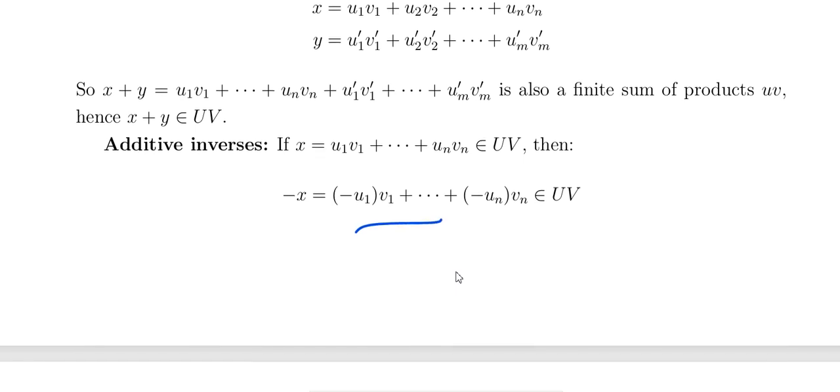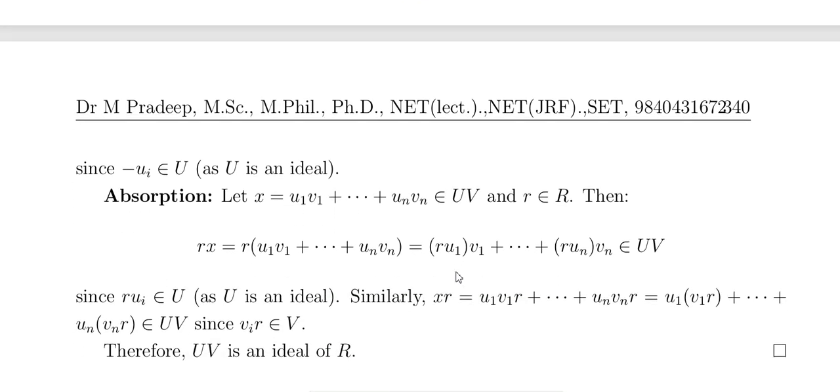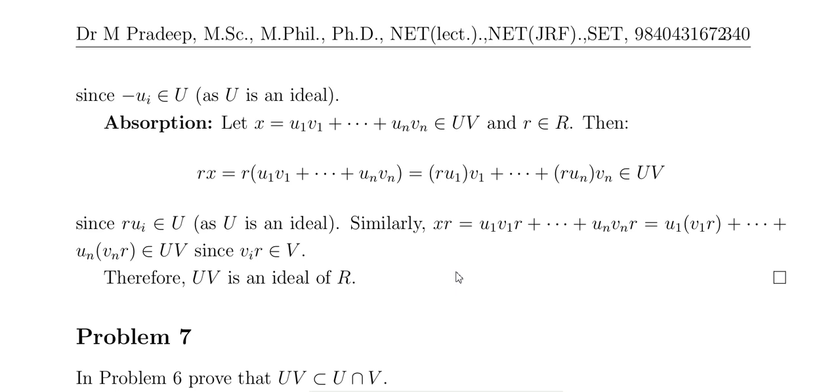And the absorption property is also true because U and V are ideals. Take x belonging to UV and r belonging to R. Then rx means ru1 times v1 and so on, and U is an ideal, so ru1 belongs to U like that. In the same way, when multiplying xr, the terms v1r, vnr belong to V, so this belongs to UV. So UV is an ideal.